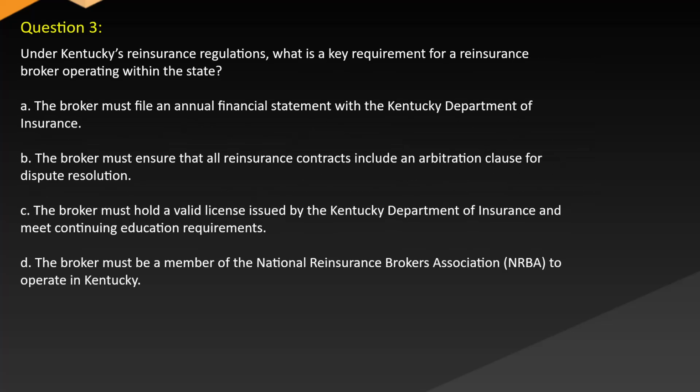Question 3. Under Kentucky's reinsurance regulations, what is a key requirement for a reinsurance broker operating within the state? A. The broker must file an annual financial statement with the Kentucky Department of Insurance. B. The broker must ensure that all reinsurance contracts include an arbitration clause for dispute resolution. C. The broker must hold a valid license issued by the Kentucky Department of Insurance and meet continuing education requirements. D. The broker must be a member of the National Reinsurance Brokers Association (NRBA) to operate in Kentucky.